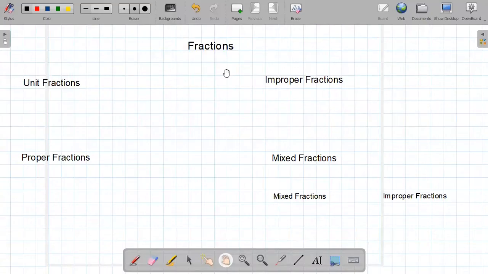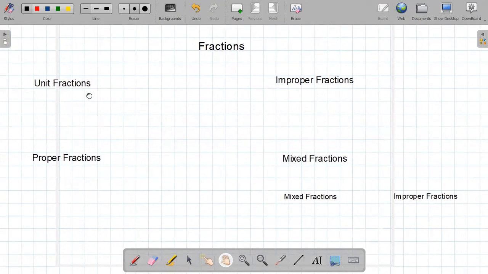Today we are going to discuss fractions, right? You know that we have learned up to four types of fractions in grade 6, and here in grade 7 we are going to discuss all the types, which means there are five types of fractions, right?